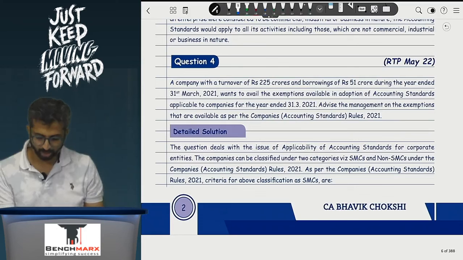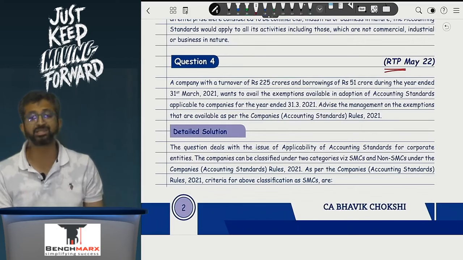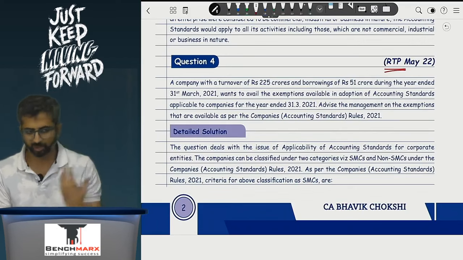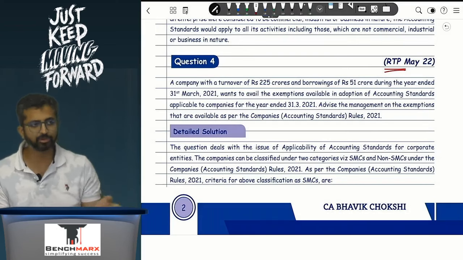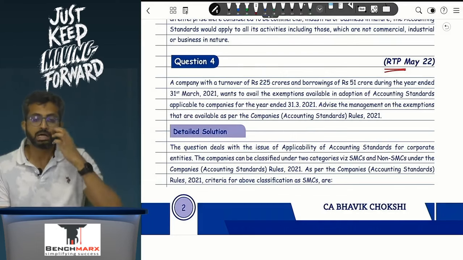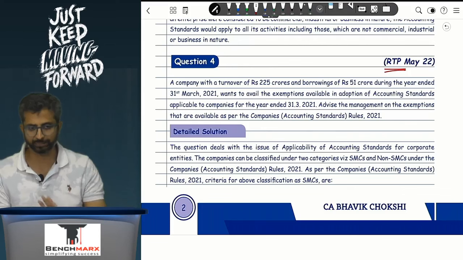Question number 4. There is something called as RTP. RTP is revisionary test papers. What you have tried to do is you have incorporated sums from everywhere, from your study material, from your RTPs, from your past exams, from your mock test papers. So beyond this, if you do this properly, you don't need to review anything else. It covers everything that is needed for your preparation.